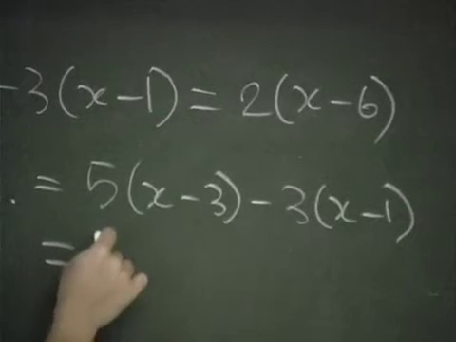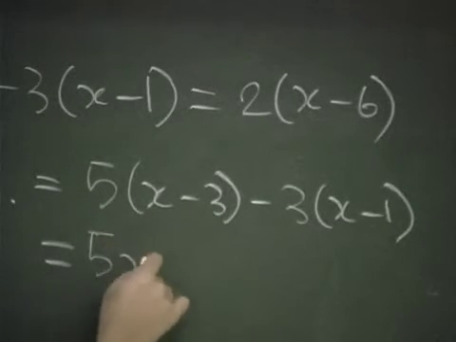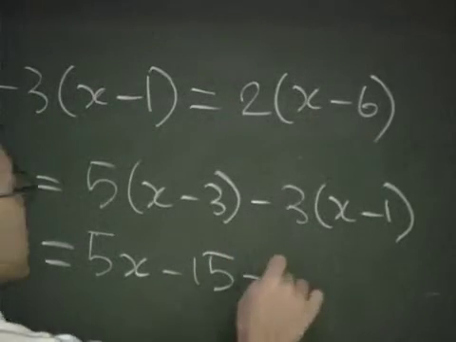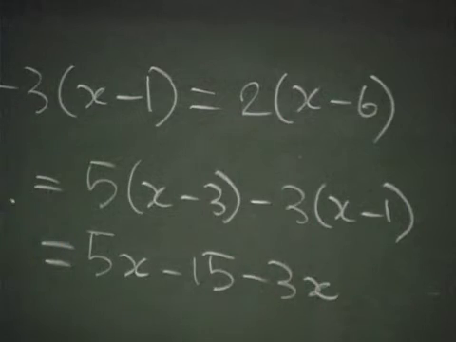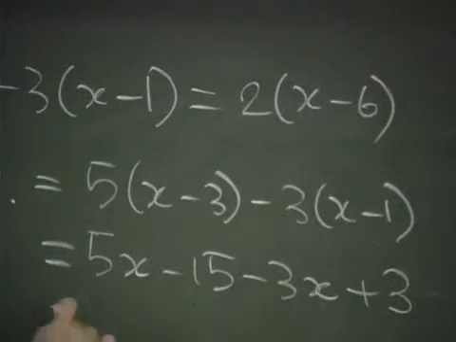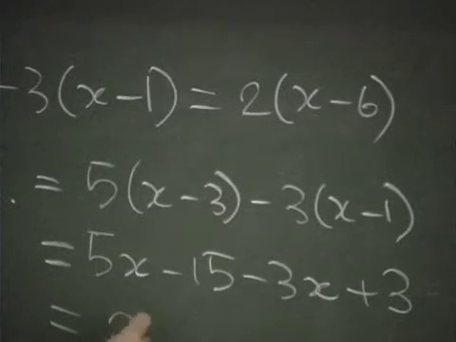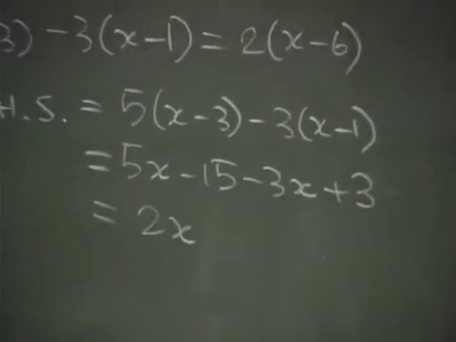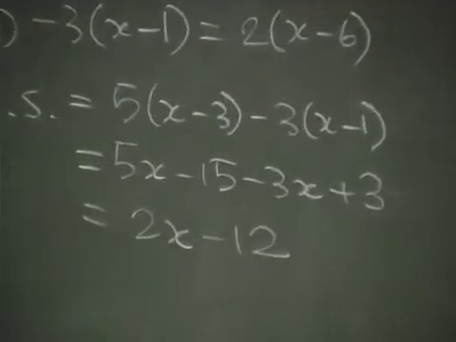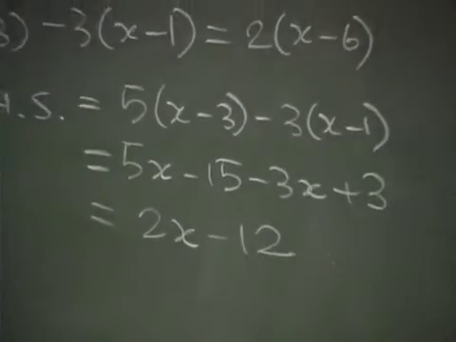It should be 5x minus 15 minus 3x and plus 3. Therefore, how many x? 2x only. And the constant term? Minus 12. Expand the form. Simplify the expanded form.